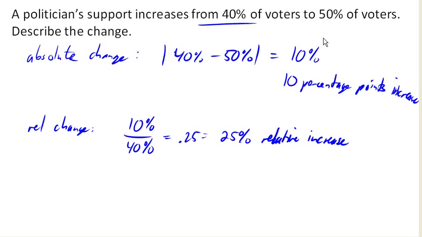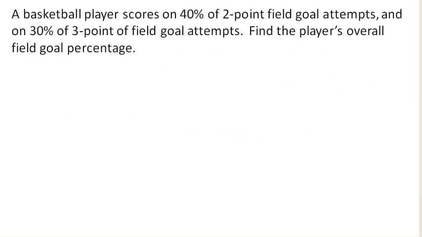So one last caveat has to do with averaging percents. A basketball player scores 40% of 2-point field goal attempts and 30% of 3-point field goal attempts. Find the player's overall field goal percentage. Now, it's really tempting to just say, oh, 30%, 40%, the overall must be 35%. But unfortunately, that's probably not true, because a player usually makes a lot more 2-point attempts than 3-point attempts. So again, we need more information to answer this.